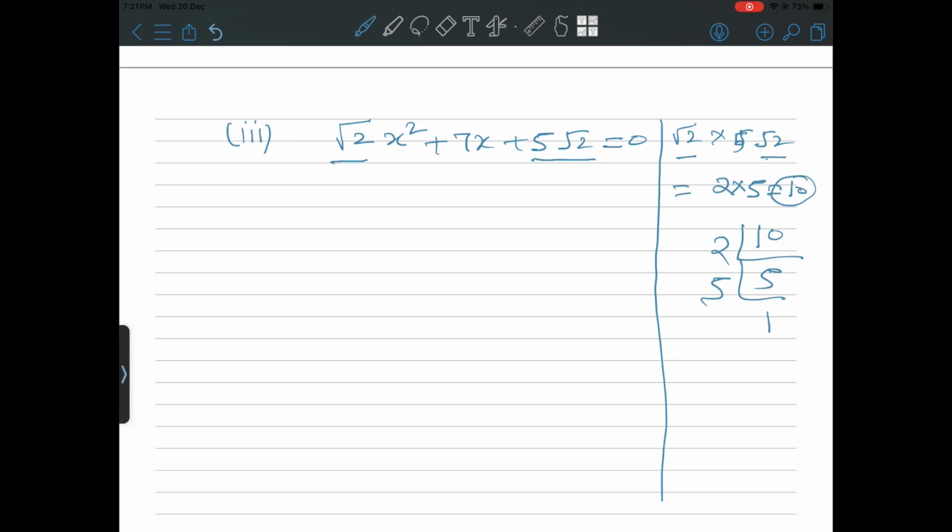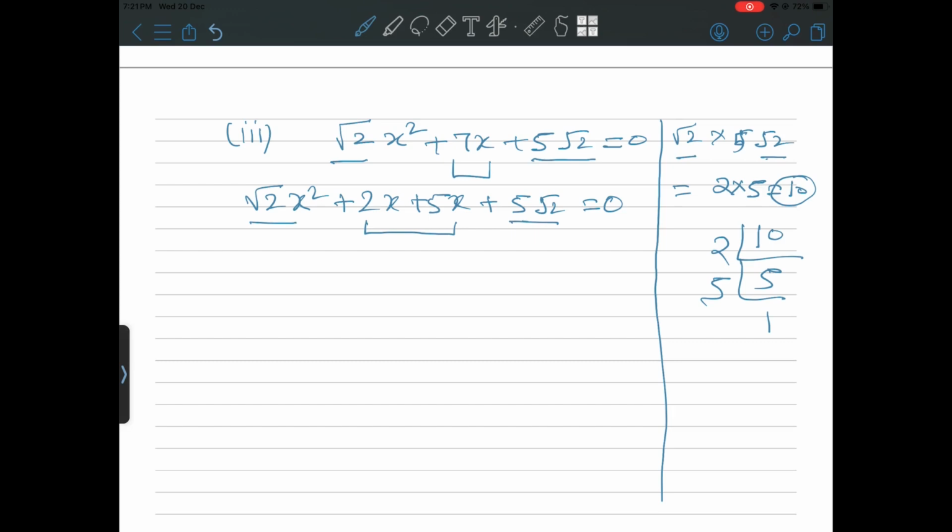So we have to arrange these two numbers in such a way that we find the 7x as a sum and the multiplication is this 10, right? So how we'll do? So we'll write like this: root 2x square plus 2x plus 5x plus 5 root 2 is equal to 0. Okay. So if you see here, root 2x plus 5x is 7x. And if you multiply these two numbers, you get 10, which is also the product of this and this.